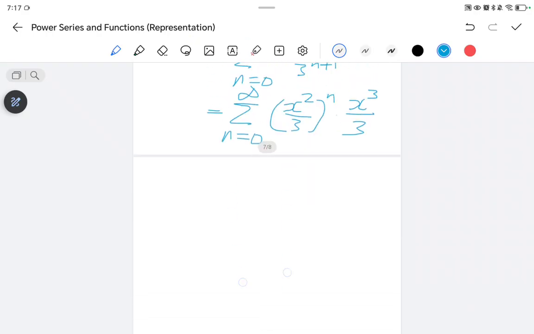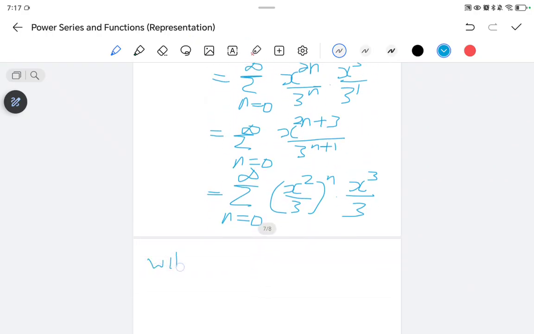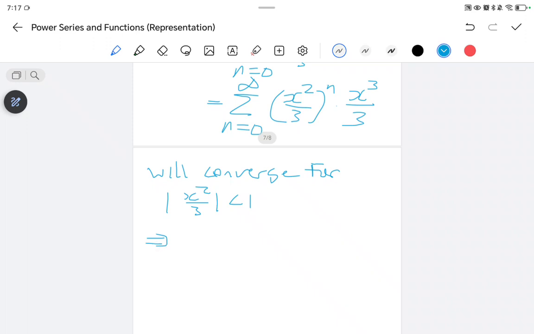Then we know that the radius of convergence, we say that it will converge for less than 1, and this will imply that we're going to have the absolute value of x squared less than 3. So this will imply that we're going to have the value of x less than root of 3. So this will be the case. Then radius of convergence.